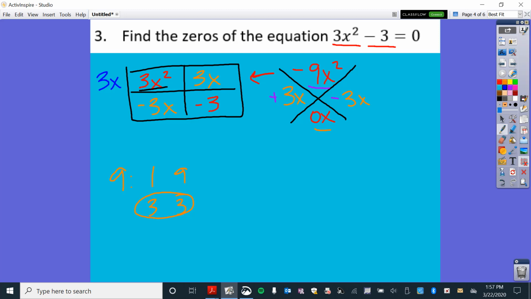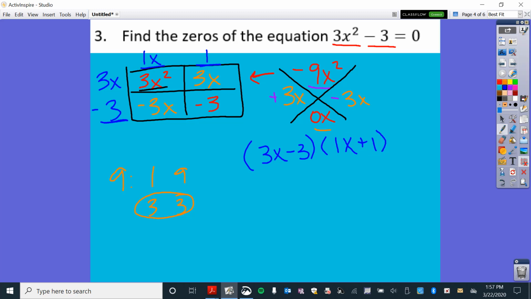Now that we figured out one side, we can figure out everything else. So 3x times what on top gives you 3x squared? Well, just 1x. And then 3x times what on top gives you 3x? 1. And down here on the bottom, what times 1x is negative 3x? Well, negative 3. So we have our factors. Our factors are 3x minus 3 and 1x plus 1.